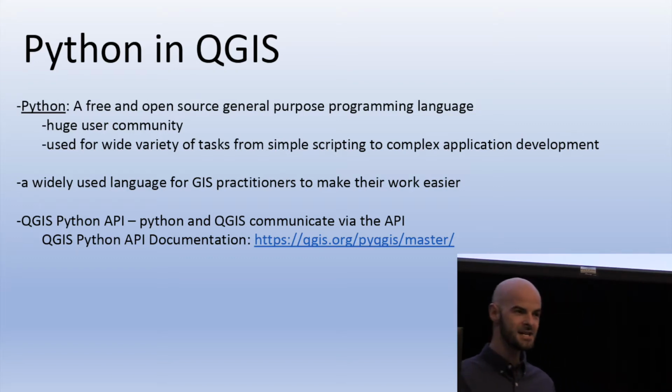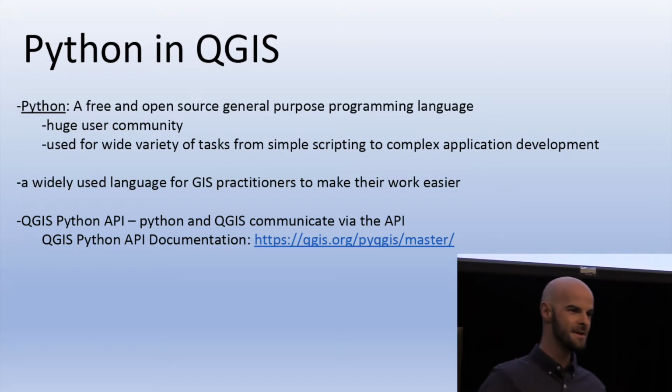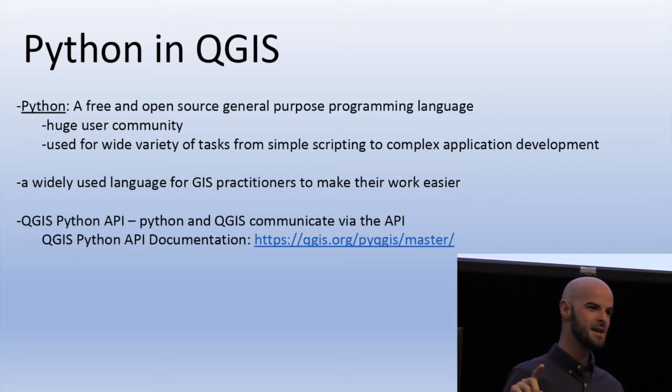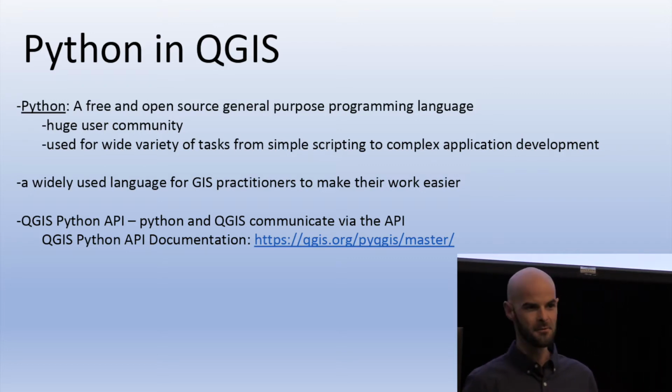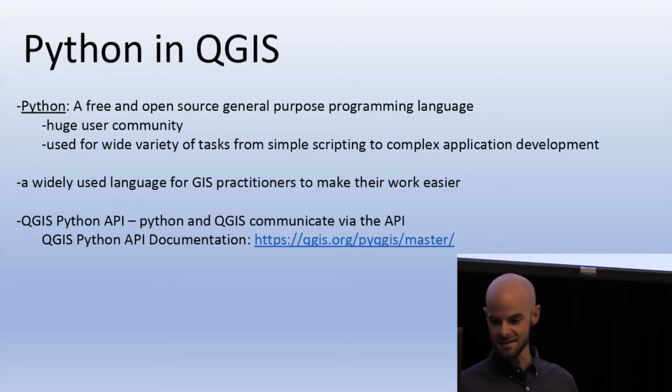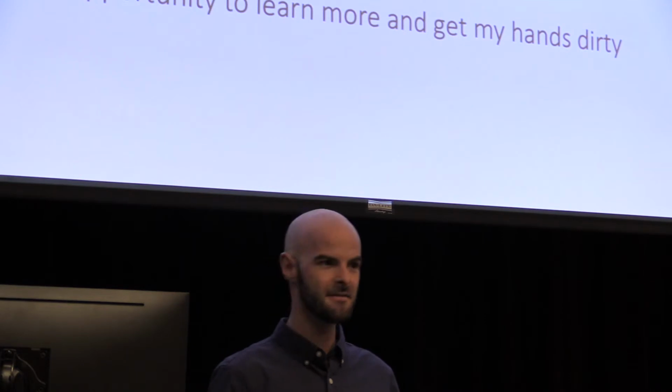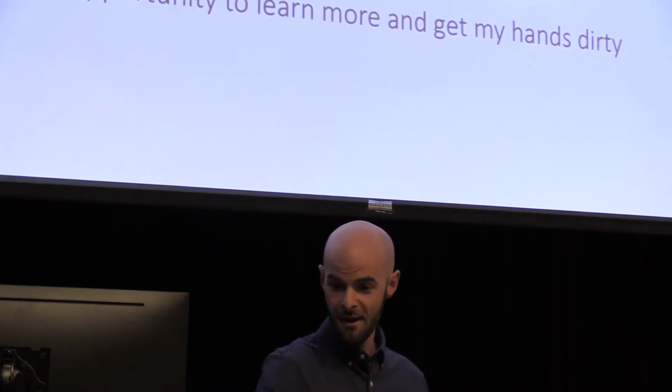And then the QGIS Python API, also described as PyQGIS, is basically the intermediary that allows Python and QGIS to talk to each other. So you write some code in Python, and then you can make QGIS do stuff with it. And I've linked to a lot of these documentation pages and stuff. I'll talk more about that later.